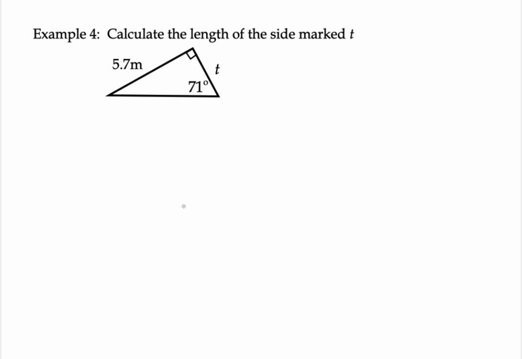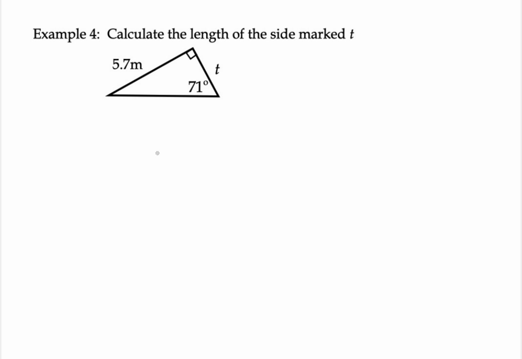Calculate the length of the side marked T. Okay, it's a right angled triangle. We've got one side length and we've got an angle, so we can use trigonometry. I'm going to label my sides first. Maybe you could copy it down, pause it, and try it yourself. Maybe take it one step ahead as I go along and see if you can do it first.